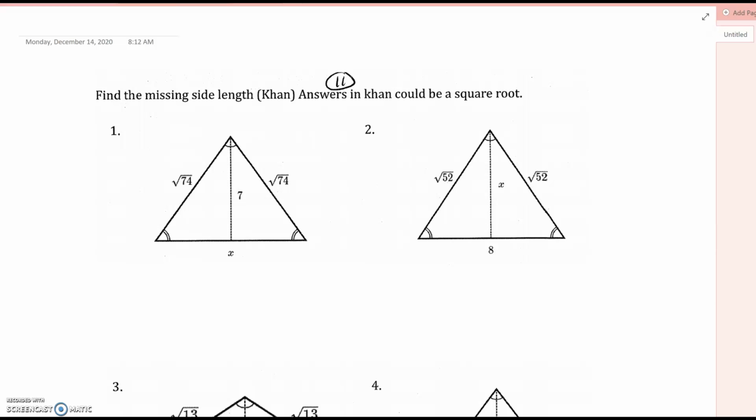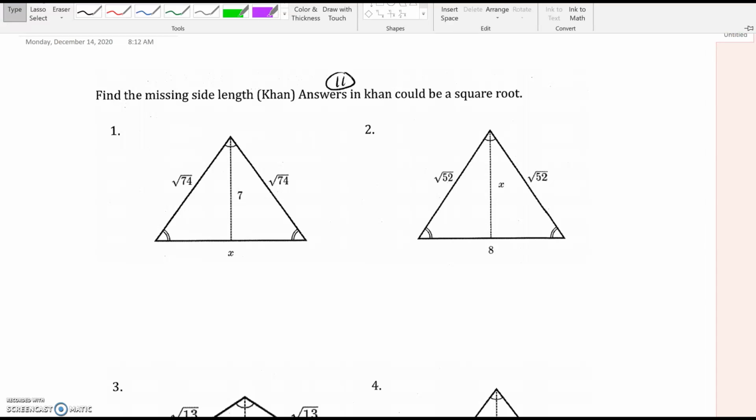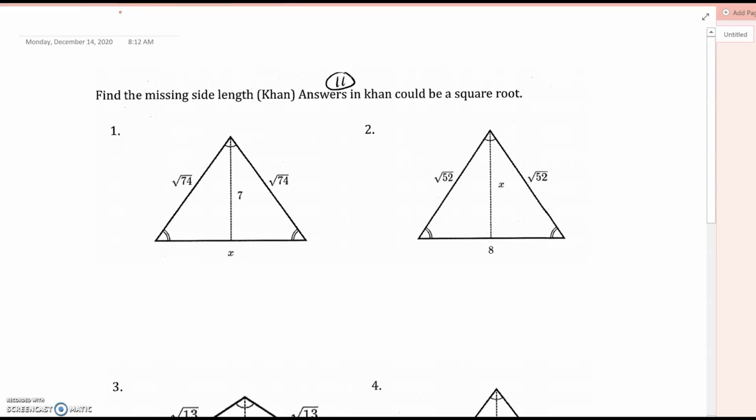Okay, guys, this goes with your Khan Academy today. This is finding a missing side length in an isosceles triangle. So what makes something an isosceles triangle?